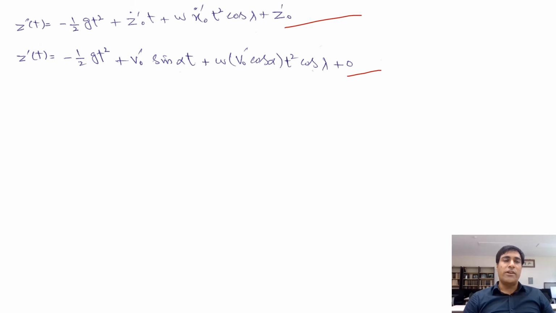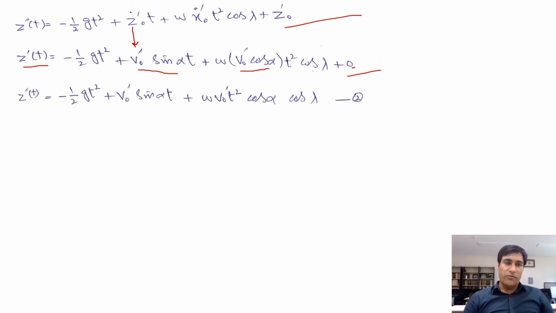After substituting, we get z dash t equals minus 1 over 2 g t square plus v naught dash sine alpha t plus omega v naught dash cos alpha into t square cos lambda plus 0. With simplification, we get minus 1 over 2 g t square plus v naught dash sine alpha t plus omega v naught dash t square cos alpha cos lambda. So this is equation 2.